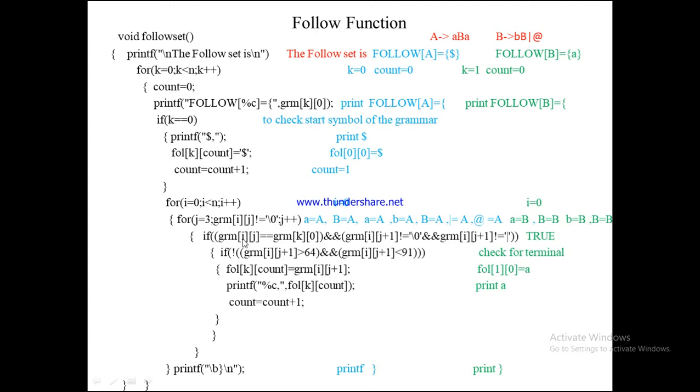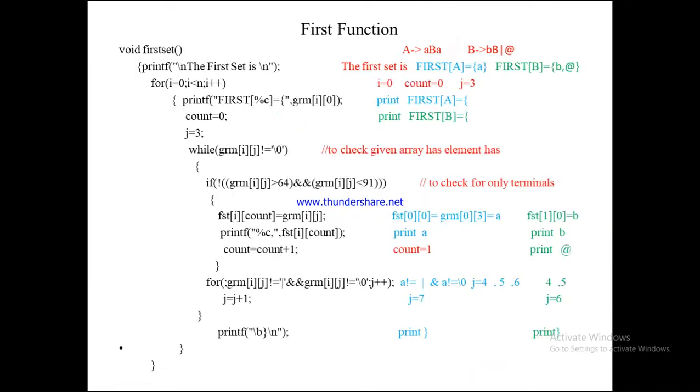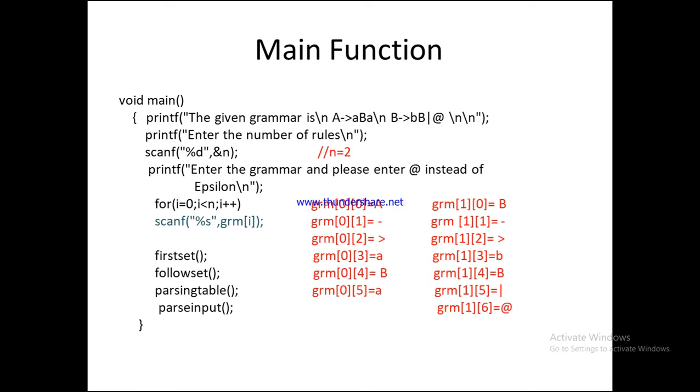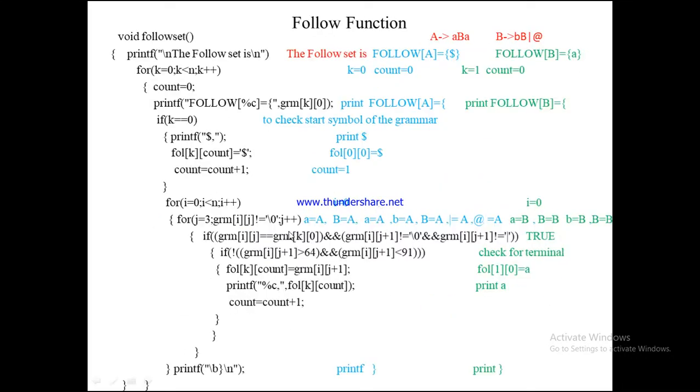So what I am checking here is, what is my i value? 0. So 0, 3 is what? Small letter a. Is small letter a equal to the GRM of i, k? What is my k value? K value is 0. And what is my GRM of 0, 0? GRM of 0, 0 is nothing but a capital A. So I am checking here whether the small a is equal to the capital A. That is what I said.